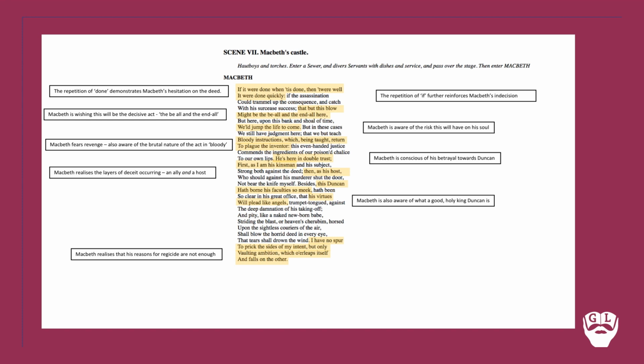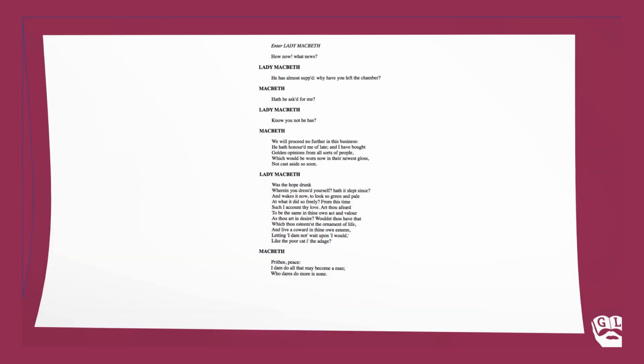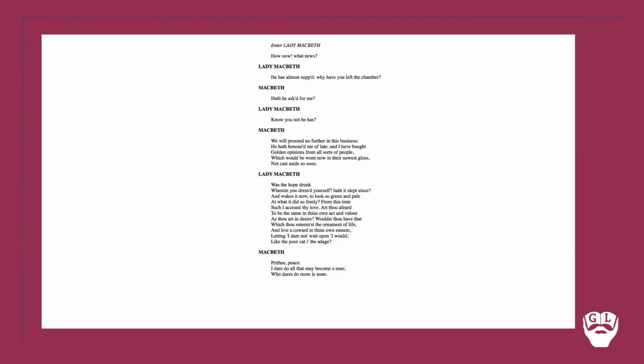But as the scene continues, we see things are slightly different. Lady Macbeth then enters, and Macbeth begins by saying, "We will proceed no further in this business." Notice how decisive he is at this point. They're not going to kill Duncan, and that is it.